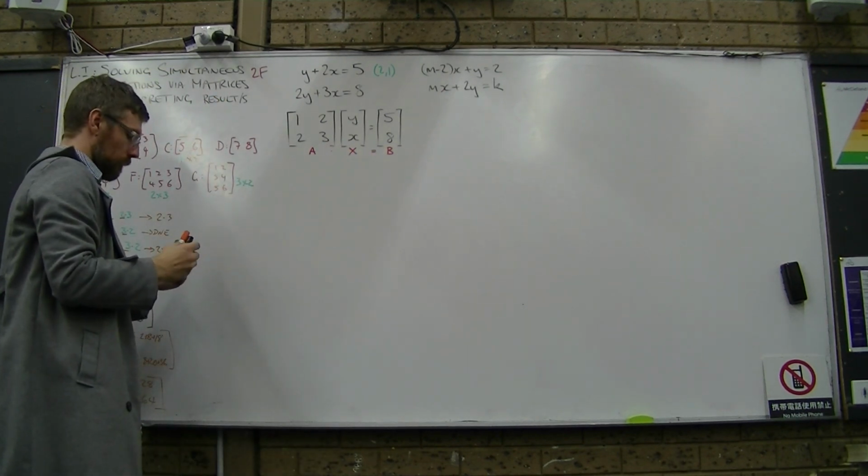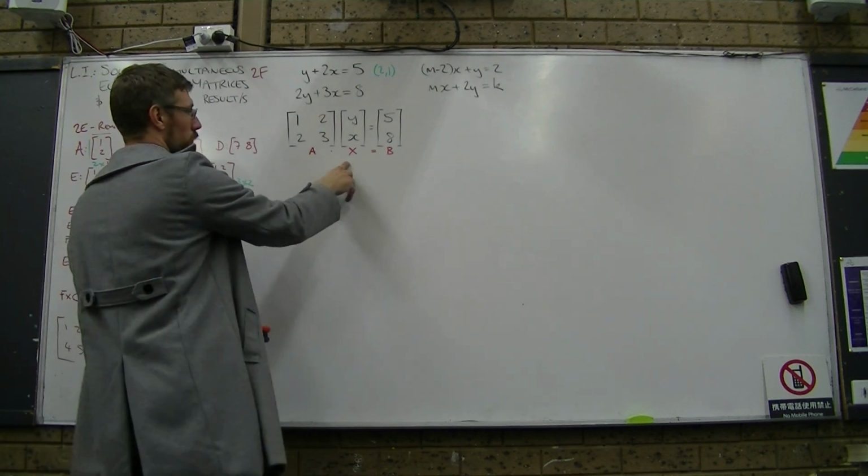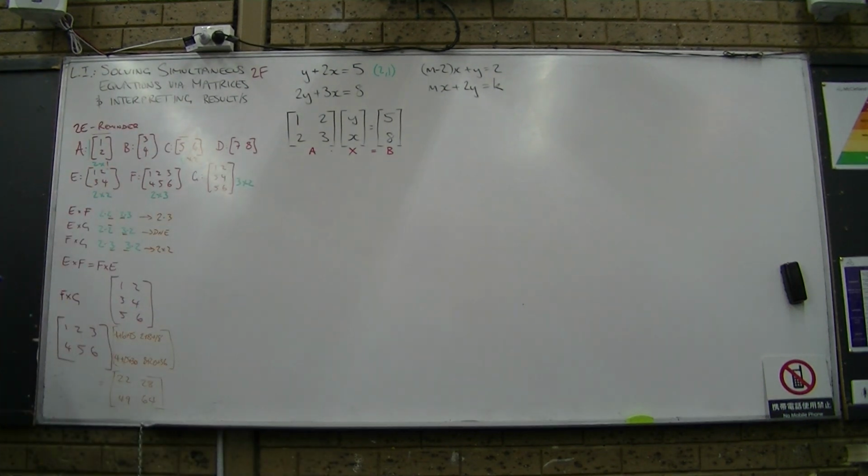Alright, I want to solve for x, the x matrix. Intuitively, what would you like to be able to do? Right, you'd like to divide by A. Does that exist in matrices? No. What do you do instead? Right, you have to multiply by the inverse.